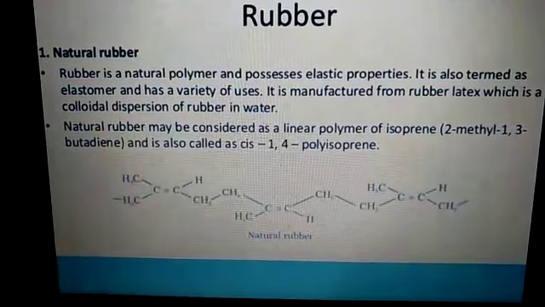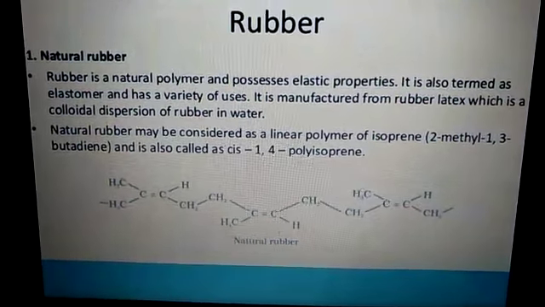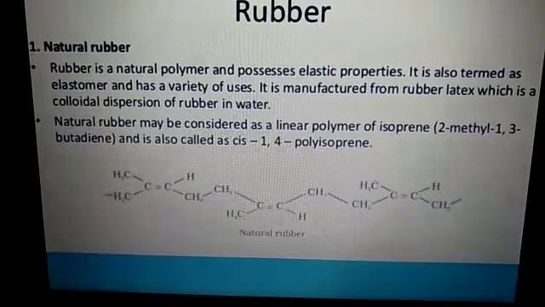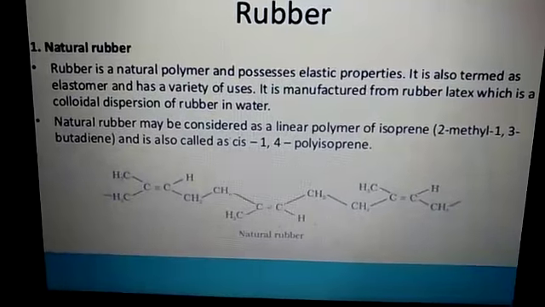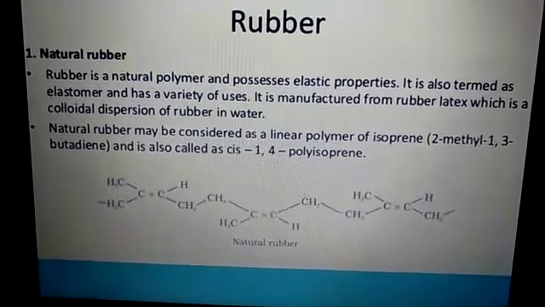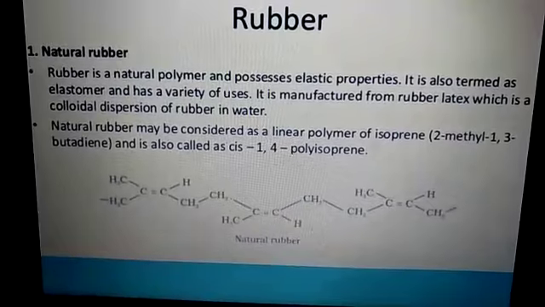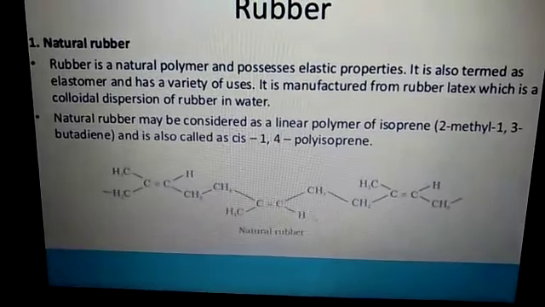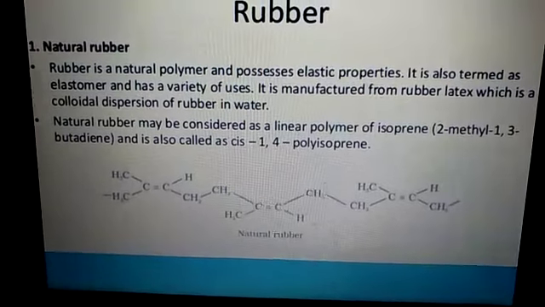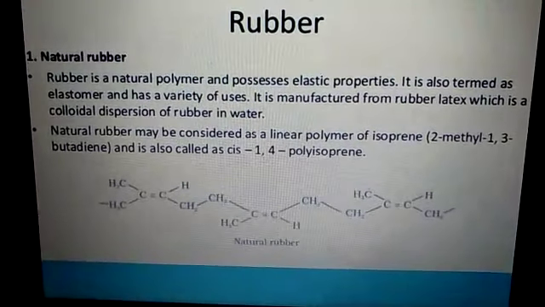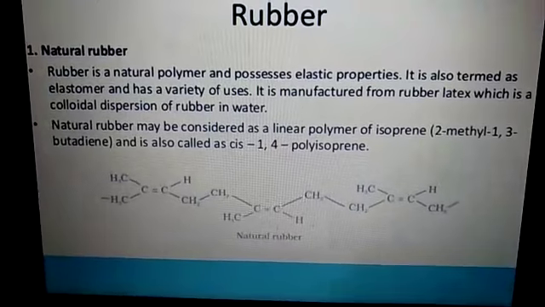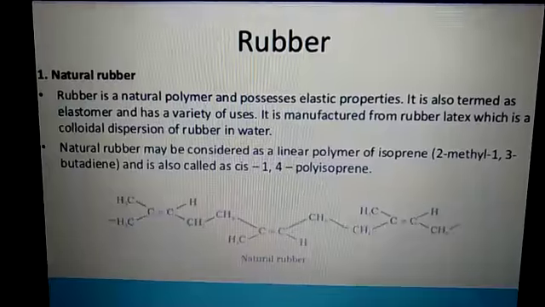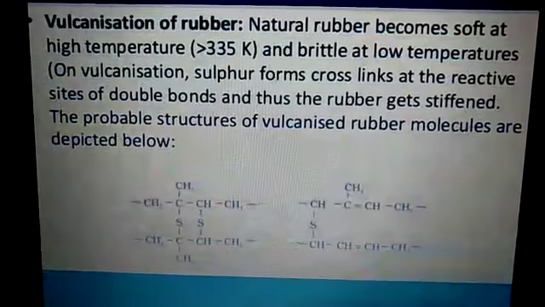This is the natural rubber. As we know, natural rubber has a high degree of elasticity. It is also termed an elastomer and has a variety of uses. This rubber is also known as rubber latex, which is the colloidal dispersion of the rubber in water. The natural rubber may be considered a linear polymer of isoprene, that is 2-methyl-1,3-butadiene. It is also known as cis-1,4-polyisoprene.